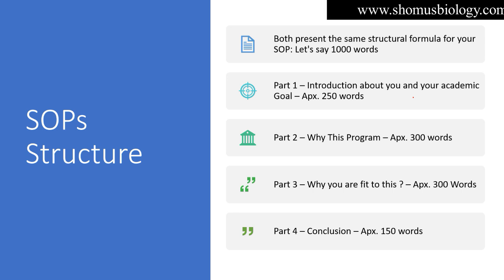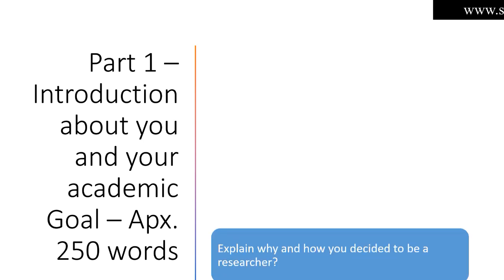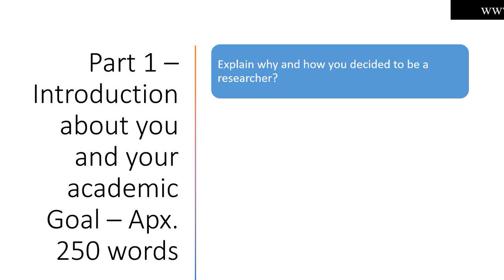So this is your SOP structure. Let's start with the first one, part 1, introduction about you and your academic goal. Approximately 25% of the total word count, that is 250 words for a 1,000-word statement of purpose. It starts with this idea: why and how you decided to be a researcher. That's what you need to say.